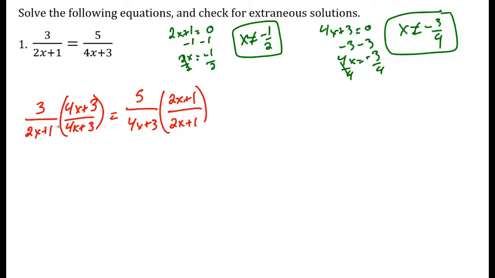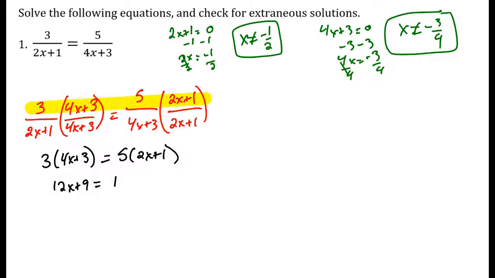So, now that I have a common denominator on both sides of this equation, I equate the numerators. I'm going to set the numerators equal to each other. So this gives me 3 times 4x plus 3 equals 5 times 2x plus 1. This is a nice Algebra 1 equation now that I just have to distribute. 12x plus 9 equals 10x plus 5. Now we get the x's on one side of the equation and the numbers on the other side. So minus 10x, minus 10x, minus 9, minus 9. So I have 2x equals negative 4, so x equals negative 2.